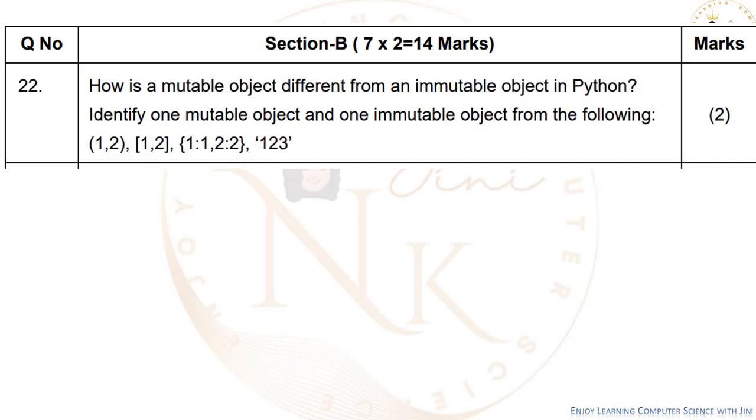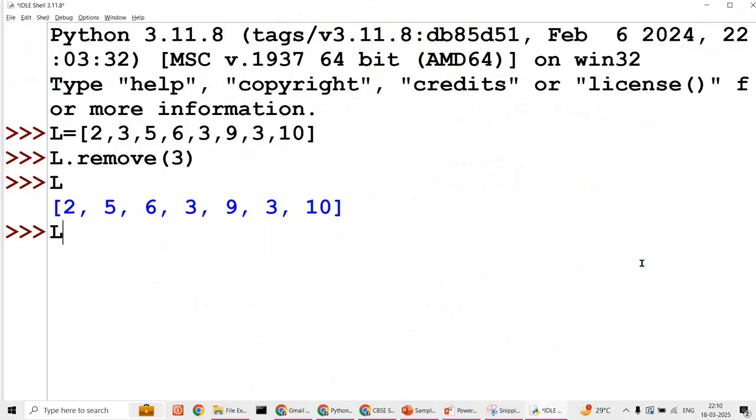Now, let's move on to section B. Section B, 2 marks questions. There are 7 questions. How is a mutable object different from an immutable object in Python? Suppose I am giving L is equal to [1, 2, 3, 4]. I want to change the value of the second element, that is 2, to 20. What is the index of 2? It is 1. Before that, let me check the memory address.